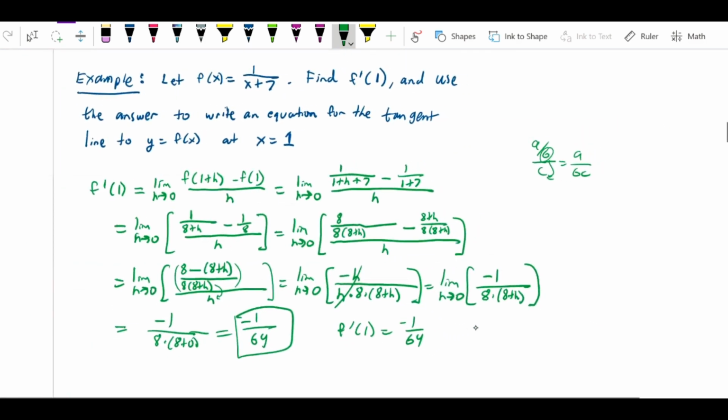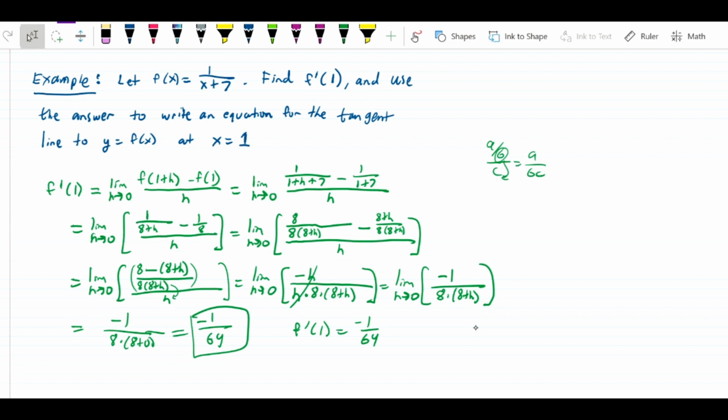All right, so the original question was, in addition to finding that value, let's use it to write an equation for the tangent line. Well, we already know what the slope is. We know that the slope of that tangent is going to be negative 1 over 64. We need the point. Well, we see that the x value is 1. So I have 1, and then I'm going to plug the 1 into the original function. This is a mistake a lot of people make. They think, oh, I found the derivative, now I'm just always supposed to use the derivative. No. If you want the point, you have to use the original function. It's only the slope that the derivative gives you.